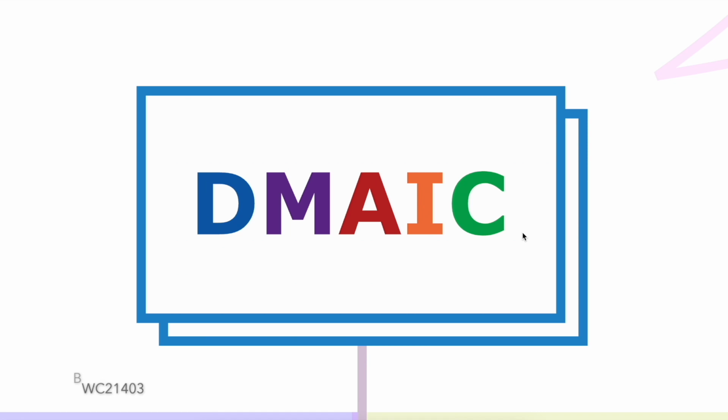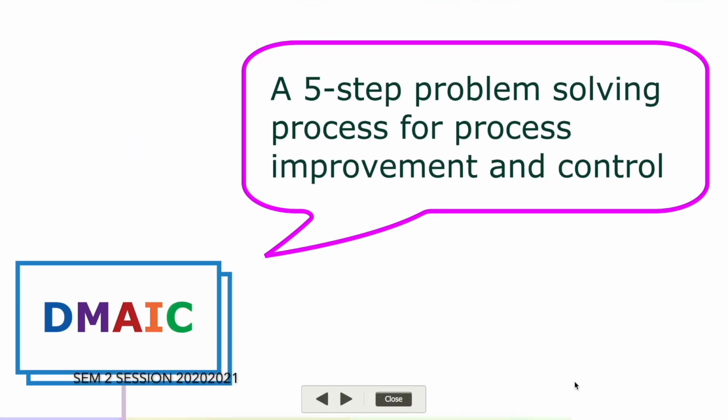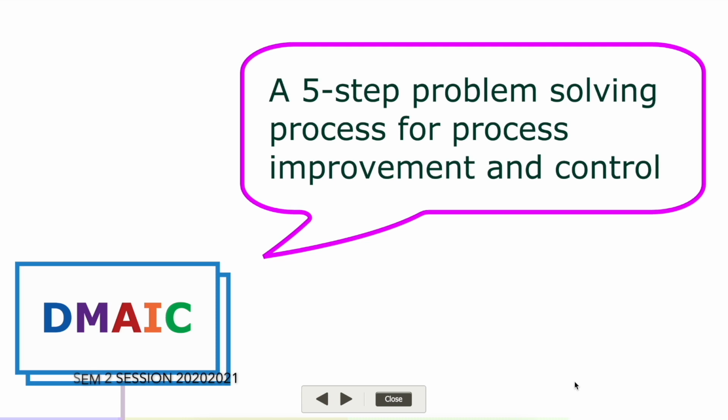Today our topic is DMAIC. It is a five-step problem-solving process for process improvement and control. Let us consider you are a quality control engineer in a company and you are given an assignment to provide a solution in order to improve the performance of an existing system. You can use this process, the DMAIC process, to do that.